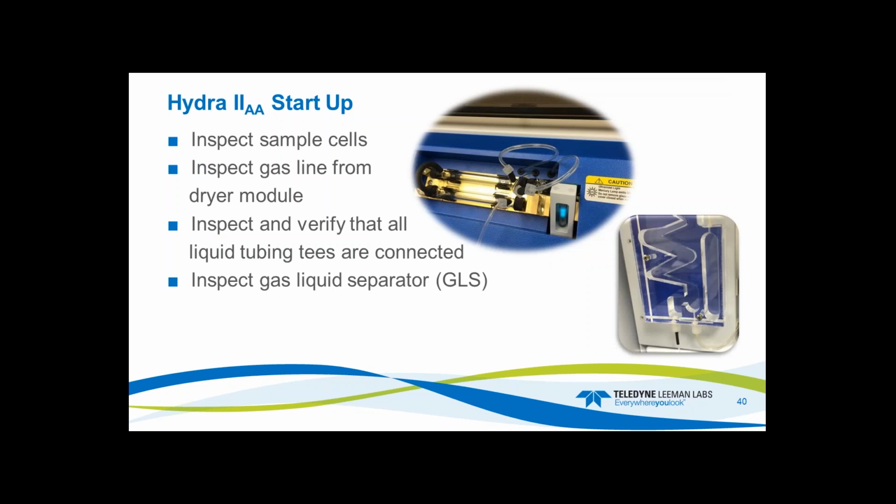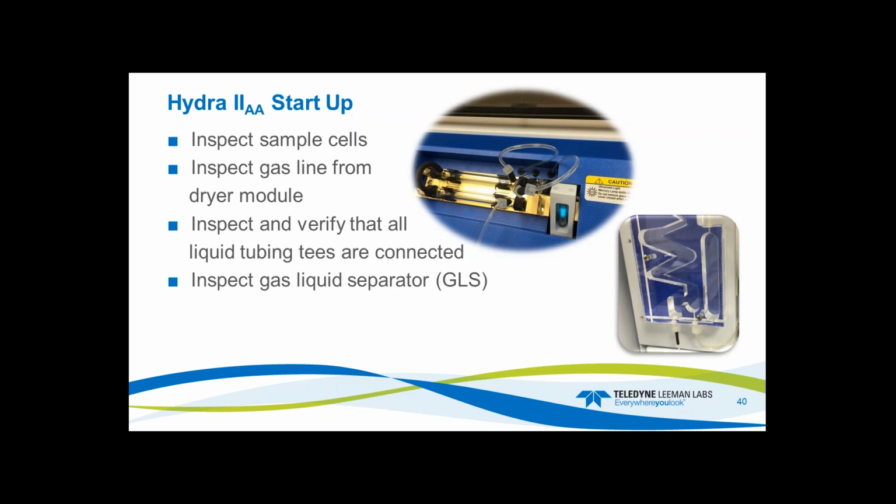Next, you want to inspect the sample cells. Make sure they're clean and pristine, which they always should be. Inspect the gas line from the dryer module. Make sure it's not kinked or anything has happened. Maybe some water droplets from the dryer membrane that's starting to fail. Just make sure it's all clean and dry and ready to go.